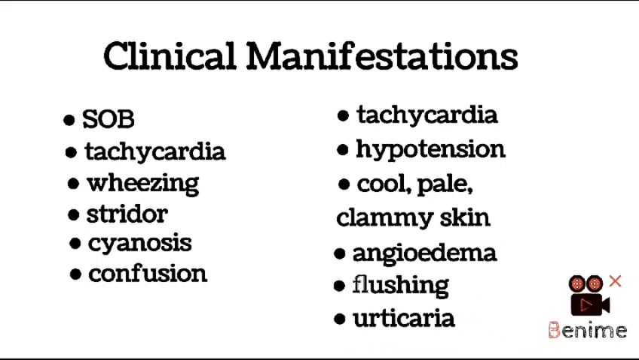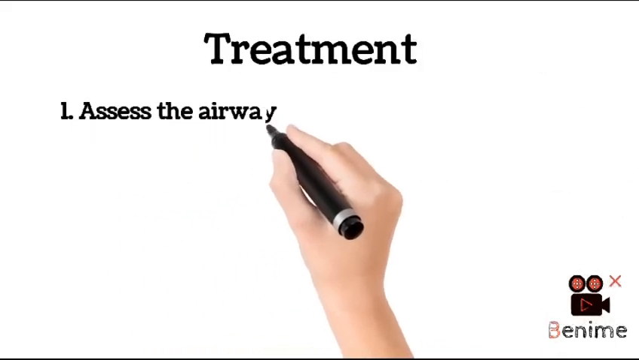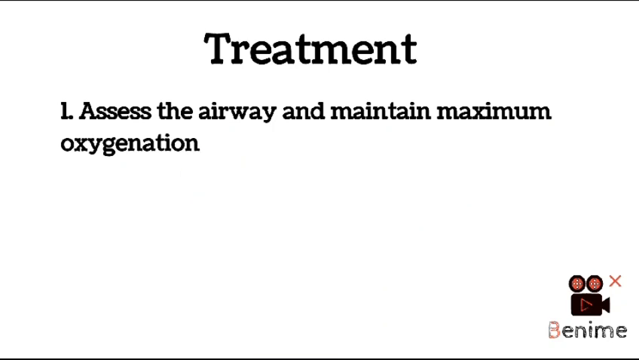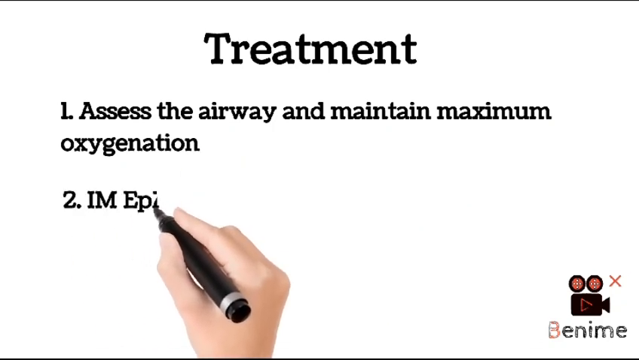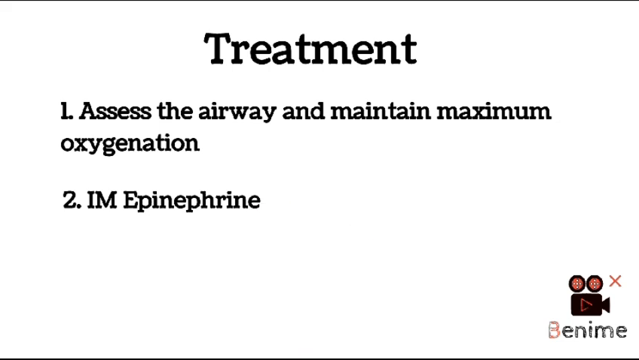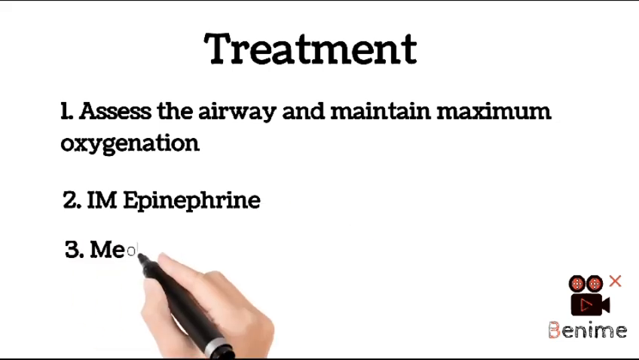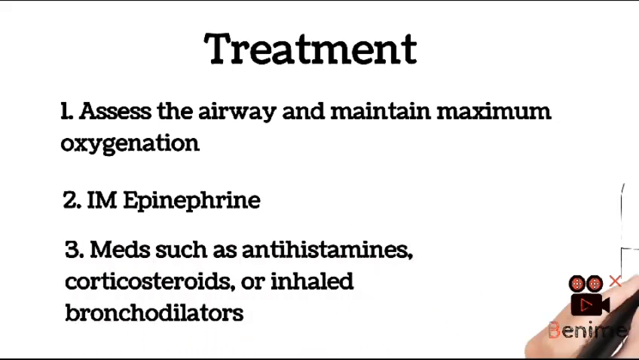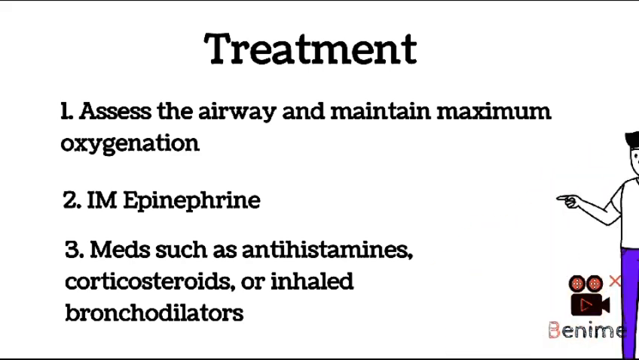and urticaria. Treatment: 1. Assess the airway and maintain maximum oxygenation. 2. Intramuscular epinephrine. It stops the inflammatory process from happening, so we give it right away. 3. Administer medications such as antihistamines, corticosteroids, or inhaled bronchodilators.